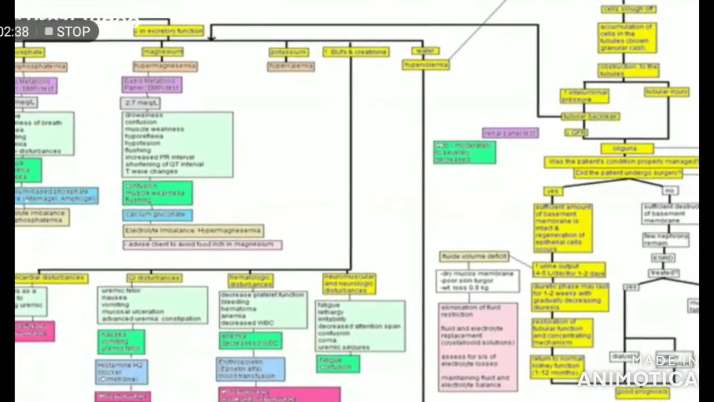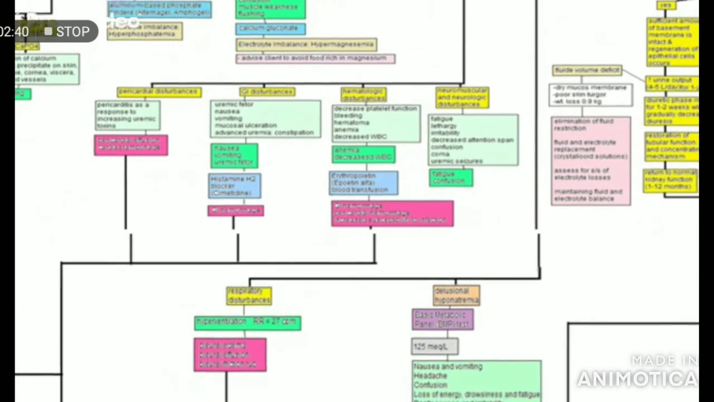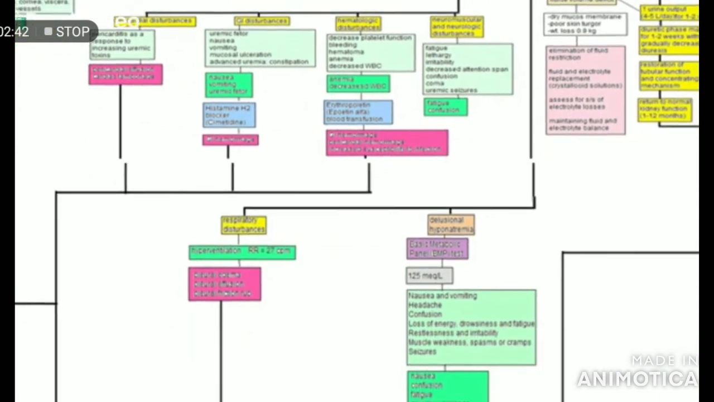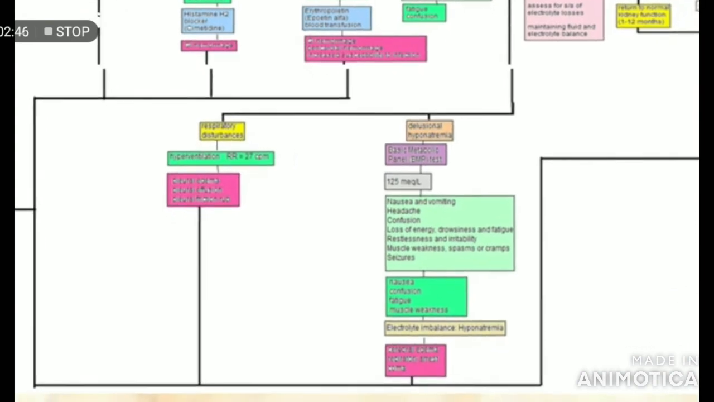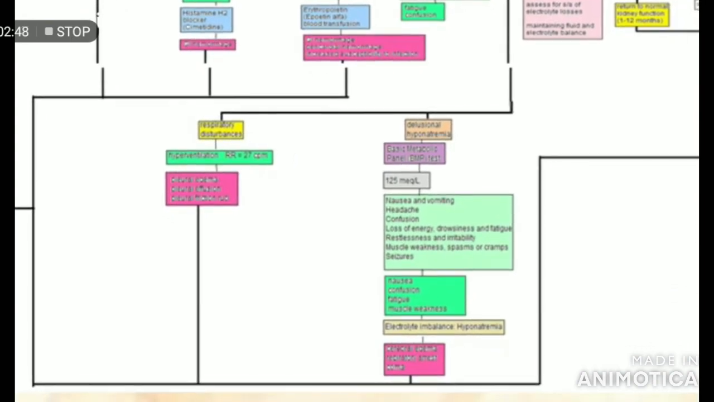The effect of hypervolemia will lead to respiratory disturbances and dilutional hyponatremia. For respiratory disturbances, we have the patient's hyperventilation with an RR of 27 cycles per minute. Pleural complications will be pulmonary edema, pleural effusion, and pleural friction rub.